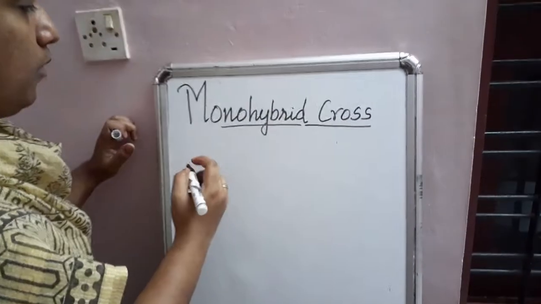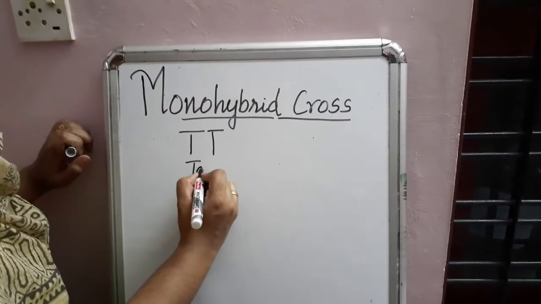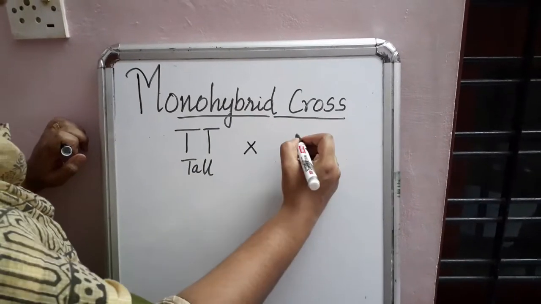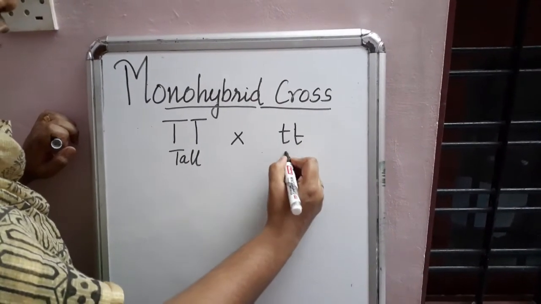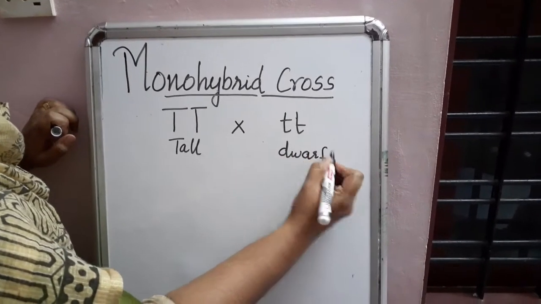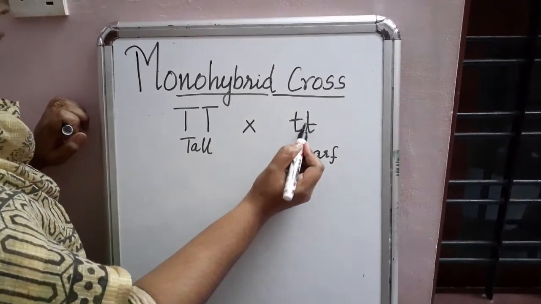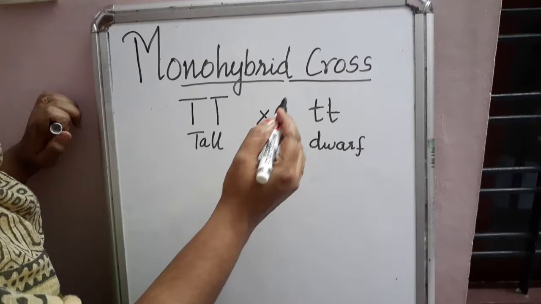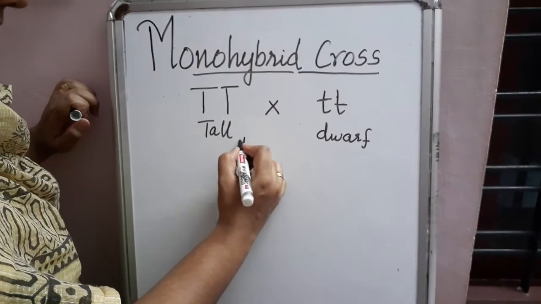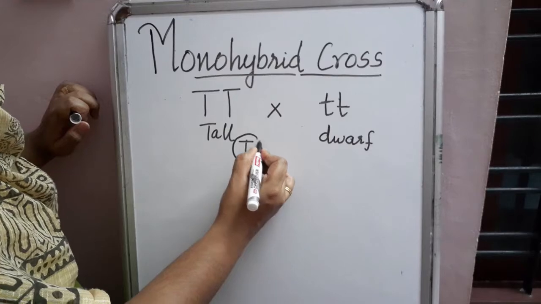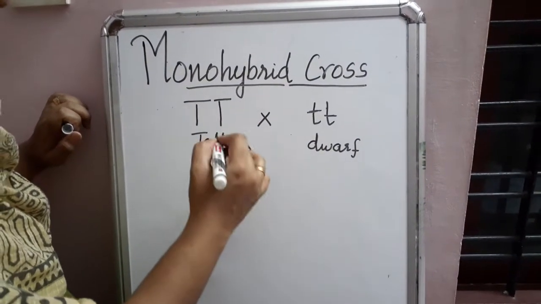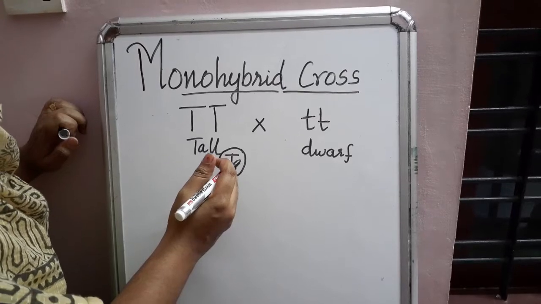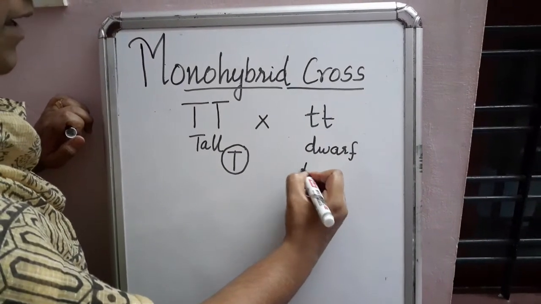So he crossed one pure tall pea plant, so I am taking capital T for tall, with a pure dwarf plant. Dwarf means short. This is homozygous, both alleles are the same: homozygous capital T crossing with homozygous small t dwarf plant. So one gamete is capital T. We will circle that letter to show the gametes. One T is coming from this plant and one t from the other plant.